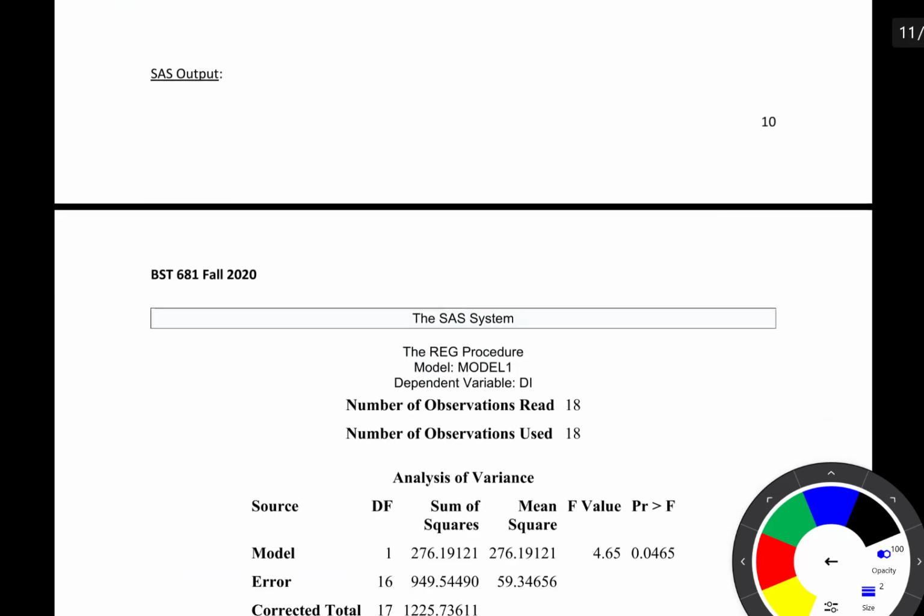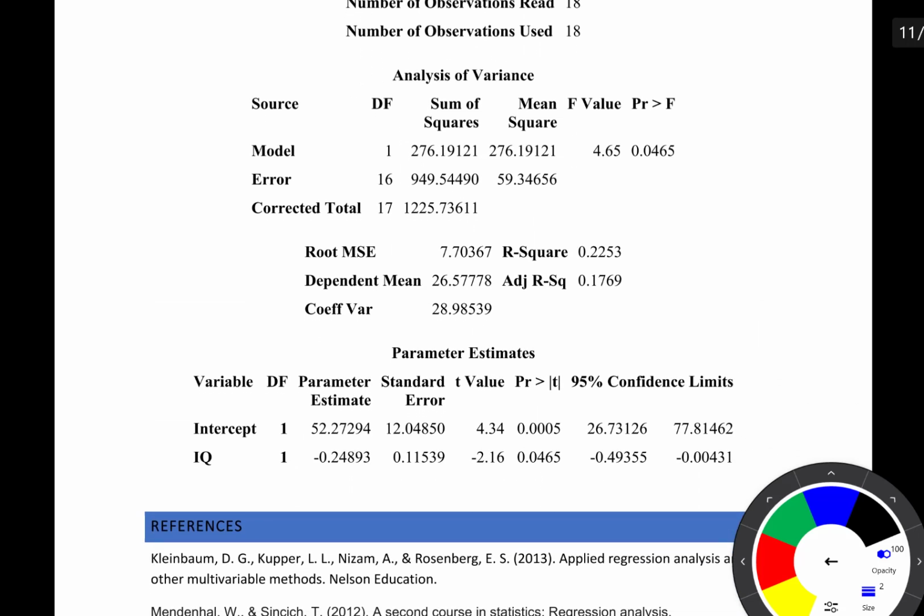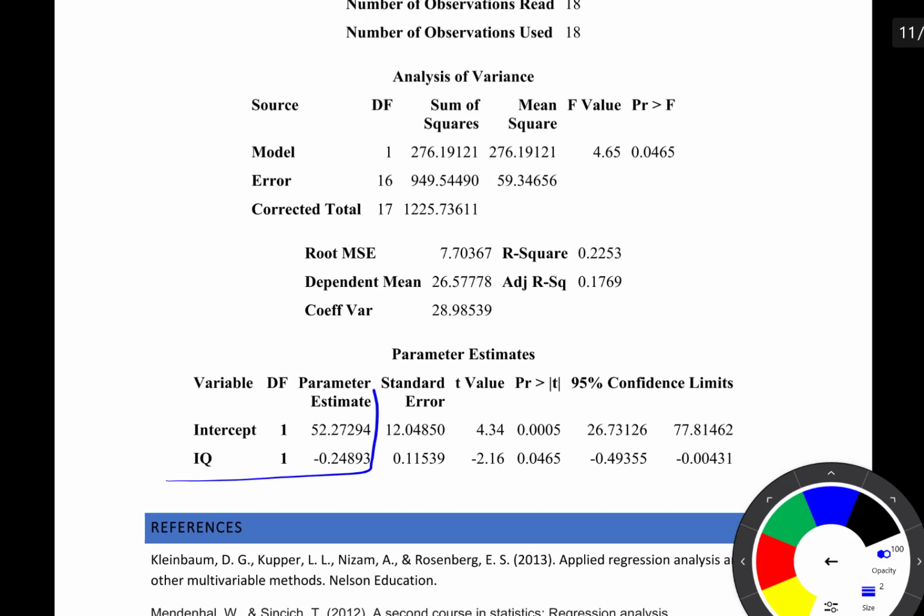And then next we have the same problem but in SAS output, and you'll see very similar output. Here's where you find your intercept and your slope, and again these values are very close to what we found when we solved this problem by hand.